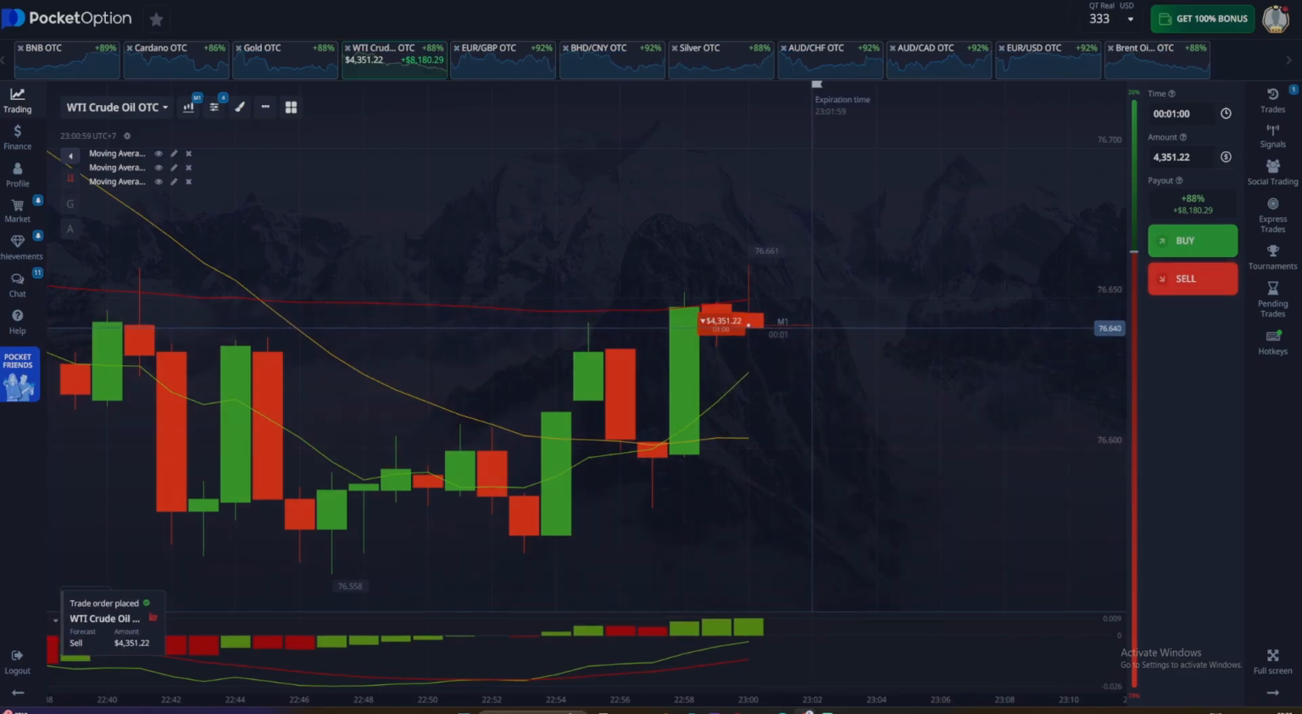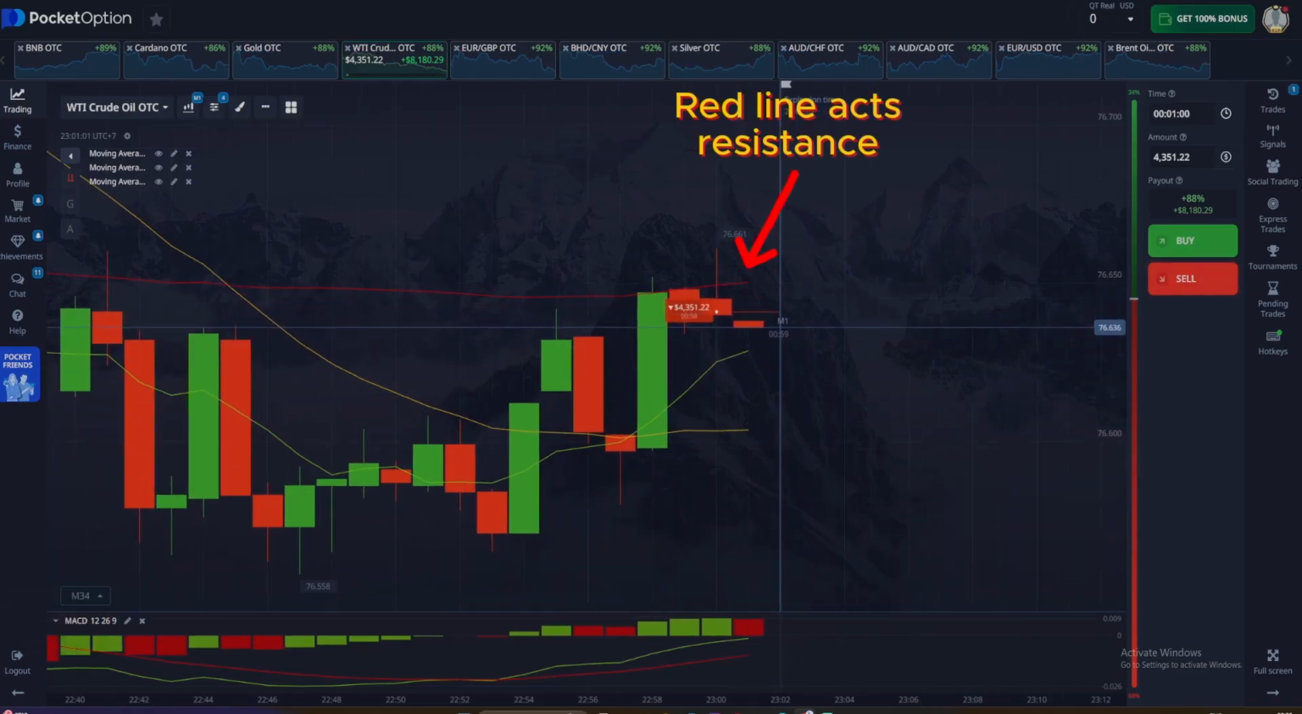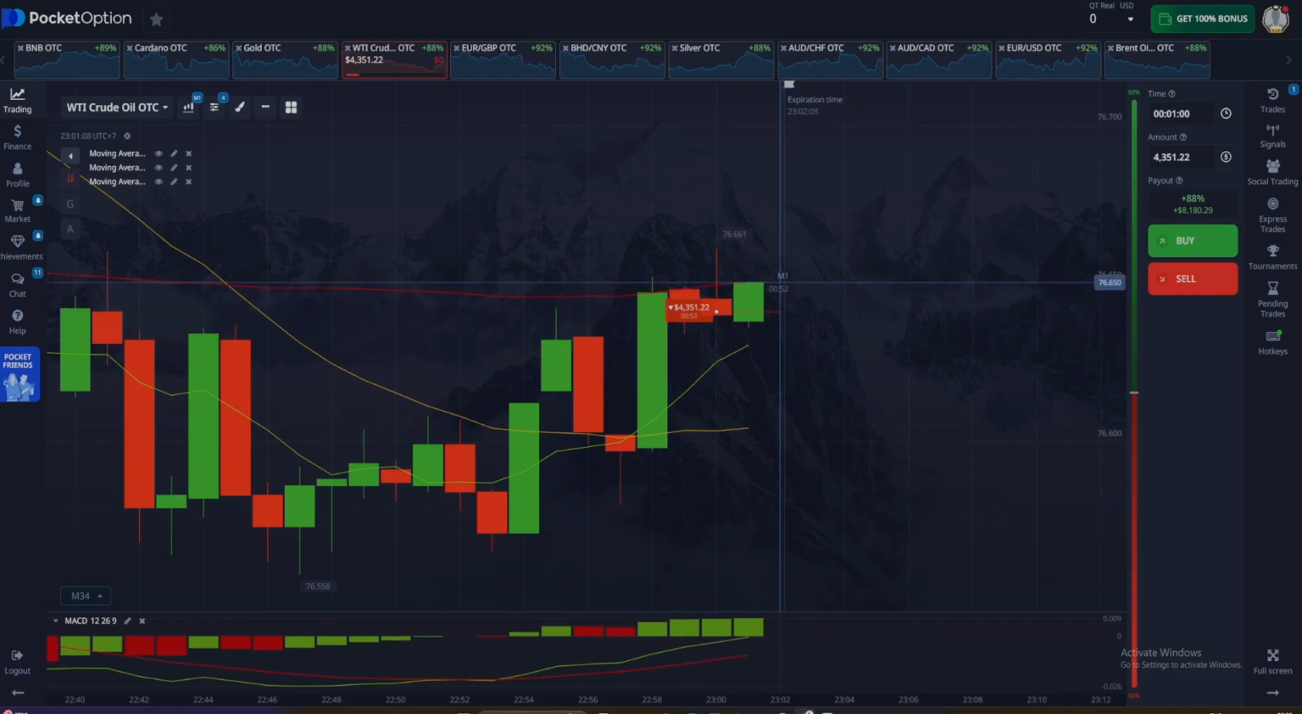I'm taking a sell position because the price is currently touching the red line, the 60-period moving average, which is acting as dynamic resistance. Not only that, the previous candle already showed a clear rejection from this red line. This pattern confirms that the MA60 is being respected as a strong resistance, meaning buyers failed to break through it.